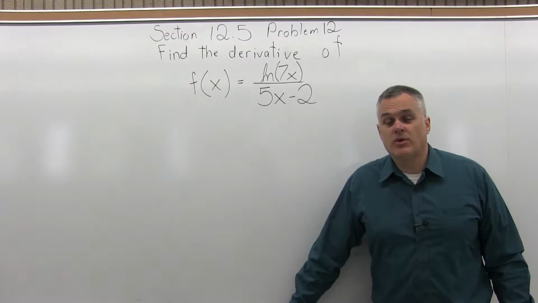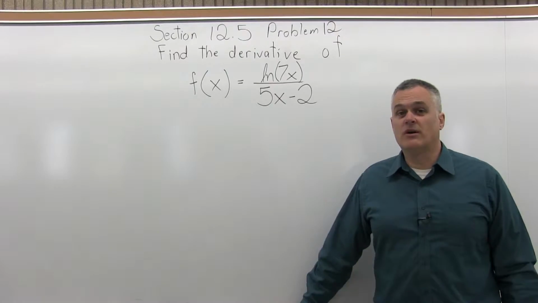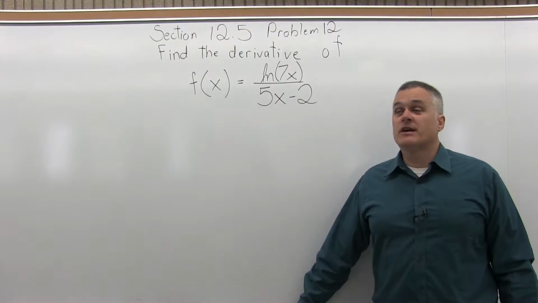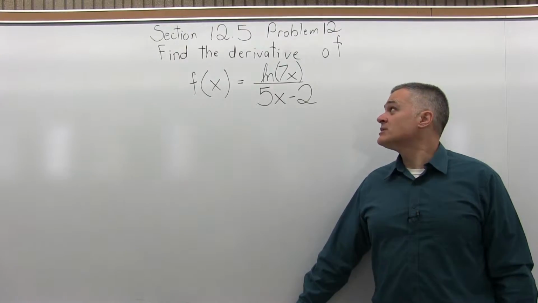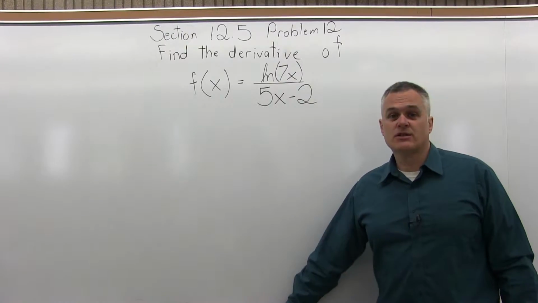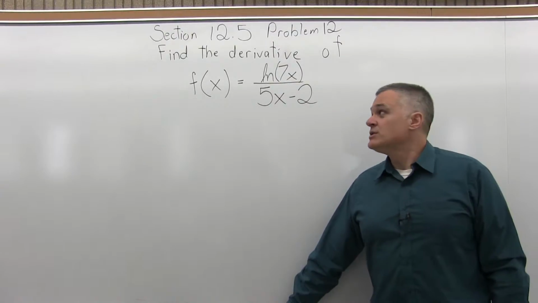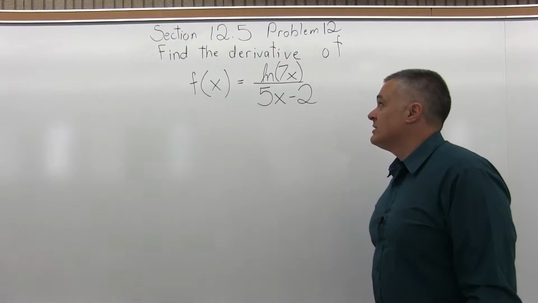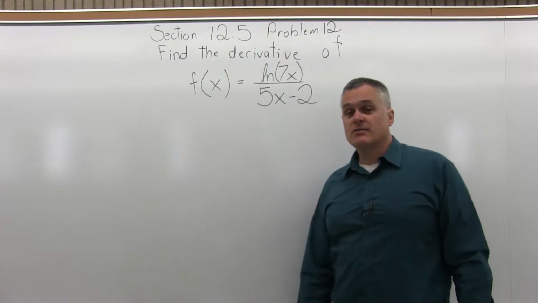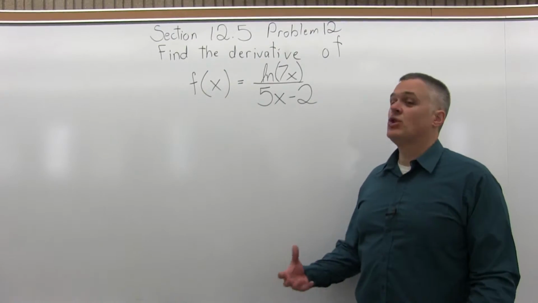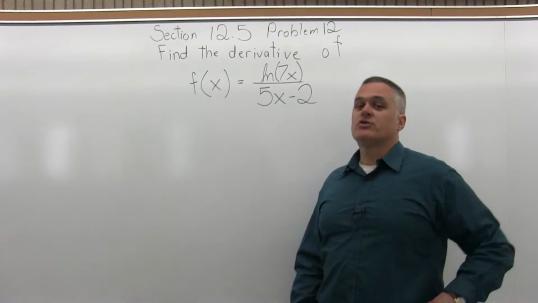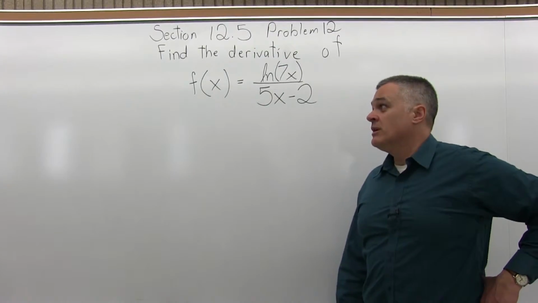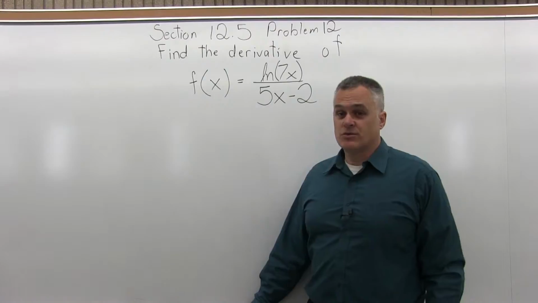This is Section 12.5, problem number 12. It says find the derivative of f of x equals the log of 7x over 5x minus 2. So this is a quotient. The previous problem was kind of similar. You had the log of a quotient. Overall, it was a log of something. And there was a trick available where we could do the derivative without using the quotient rule. It could be done either way.